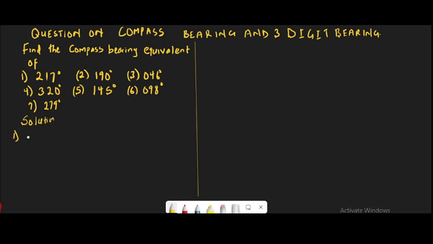We have number 1, 217 degrees. We are asked to find the compass bearing equivalent of the three-digit bearing. This is what we do. Let's draw our cardinal points: north, south, east, west.